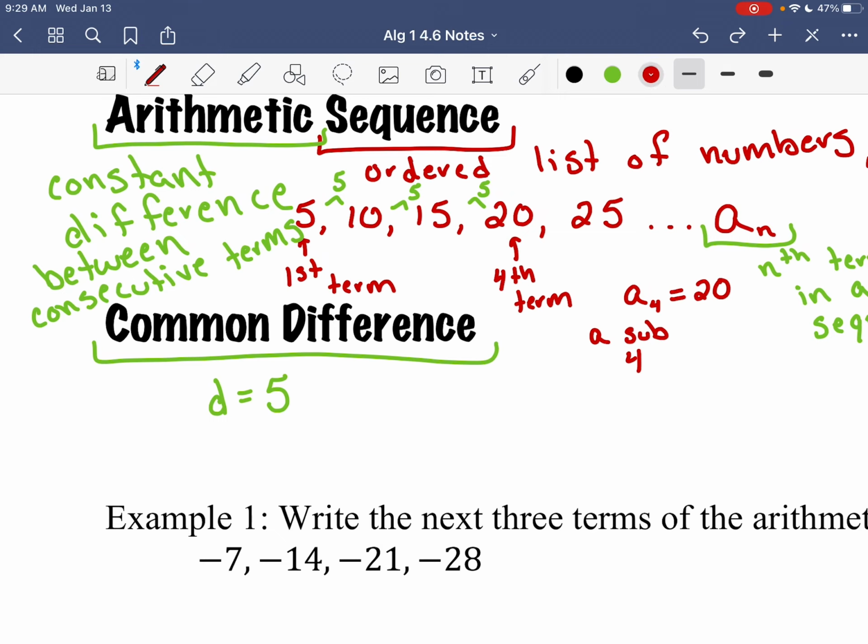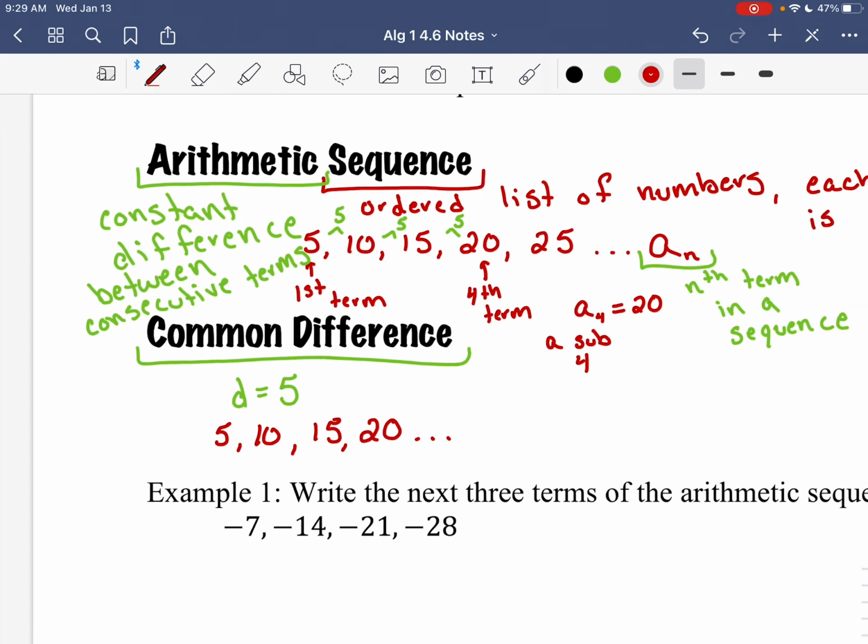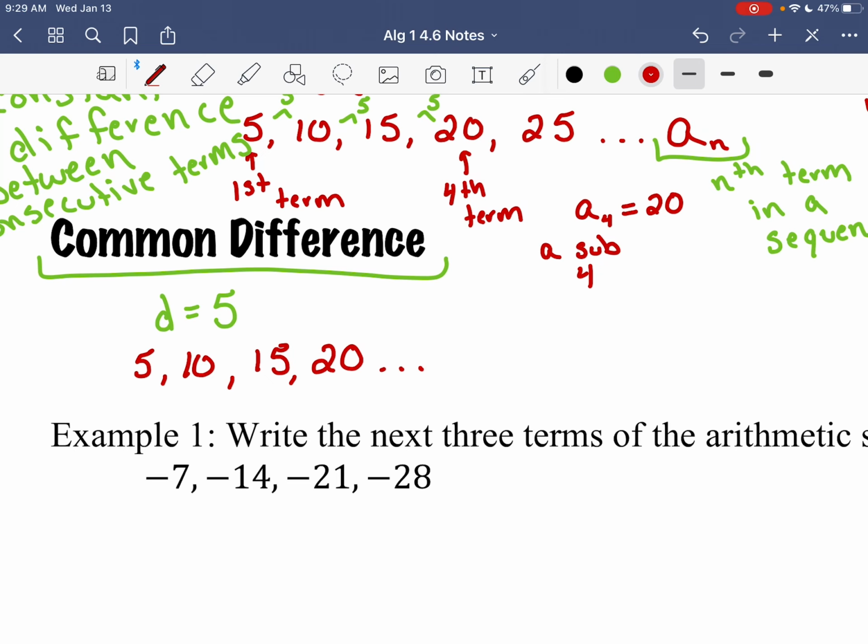In this case, the common difference, which a lot of times we denote with a lowercase d, is 5 for this one, because it's the difference between two terms. So this sequence, 5, 10, 15, 20, and then a lot of times we go ..., which means the sequence keeps going forever. We're just not going to list it forever. The common difference here is 5.